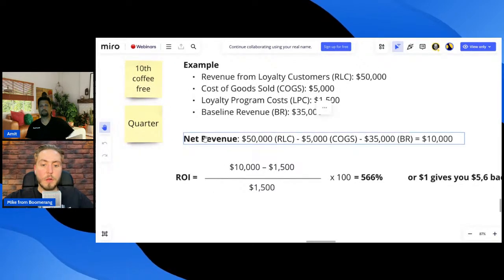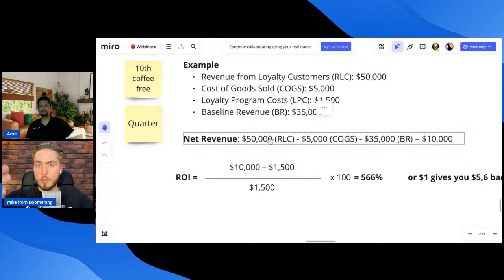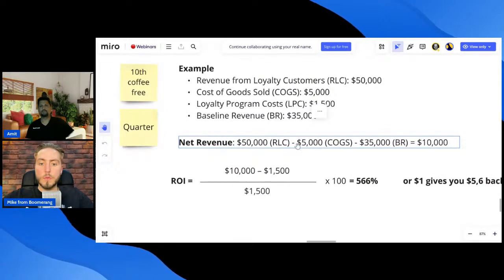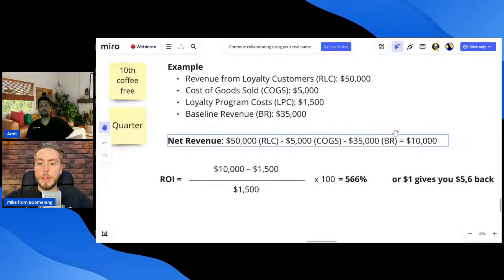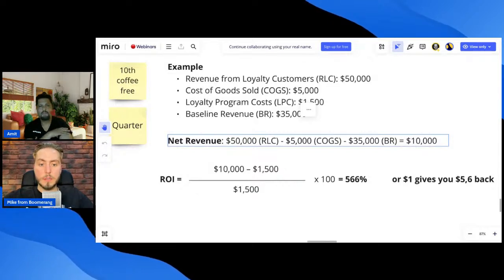Next, we need to calculate the net revenue of the loyalty program. For this formula, we need the revenue, the 50K potential revenue that we assume to get from this campaign, minus the cost of goods, 5,000 in our case, and minus the baseline revenue. It's $10,000 that will be generated only because of the loyalty program implemented in this business.